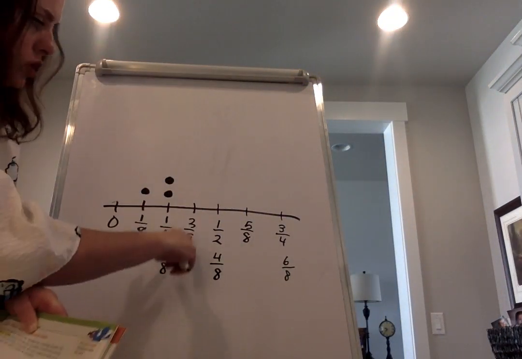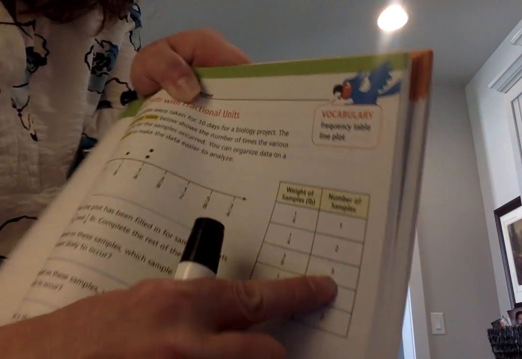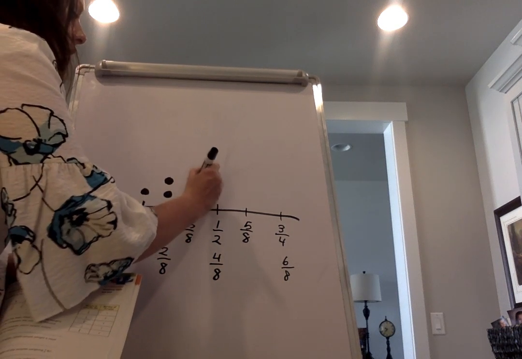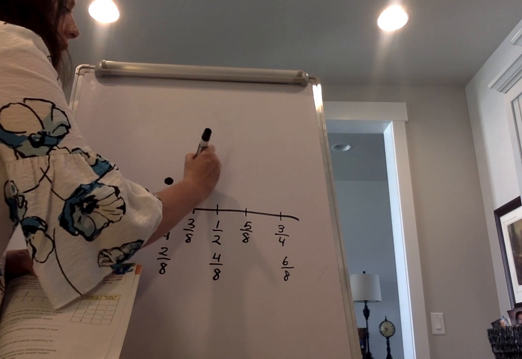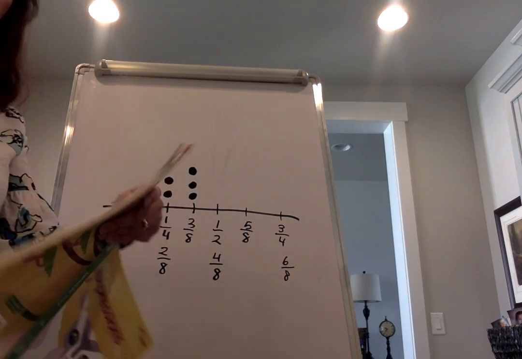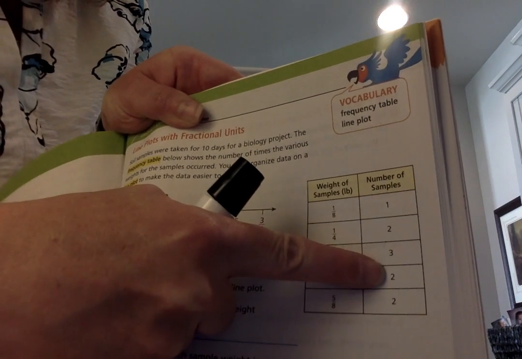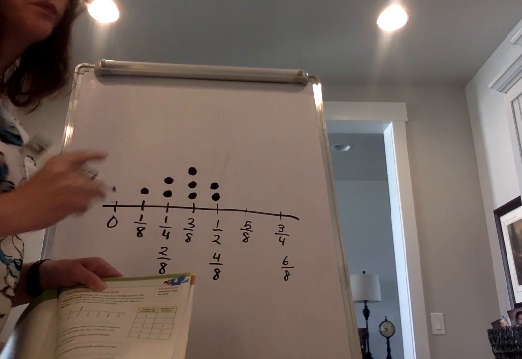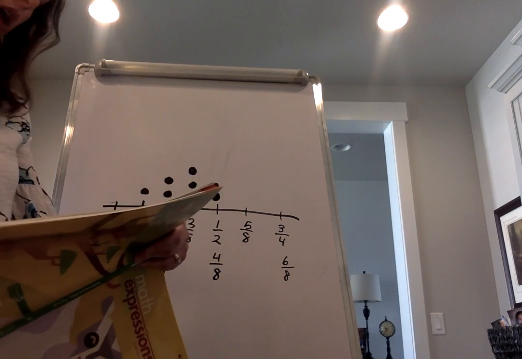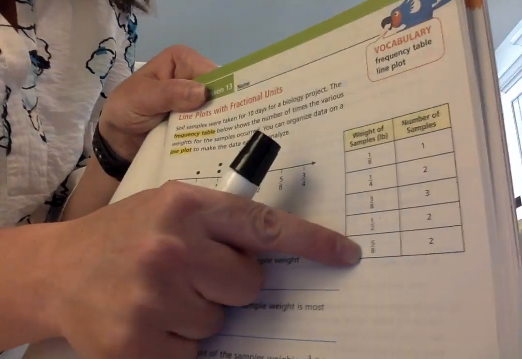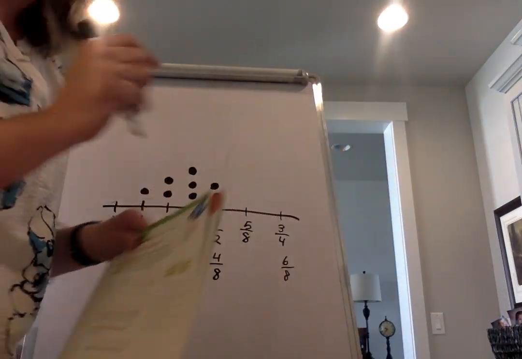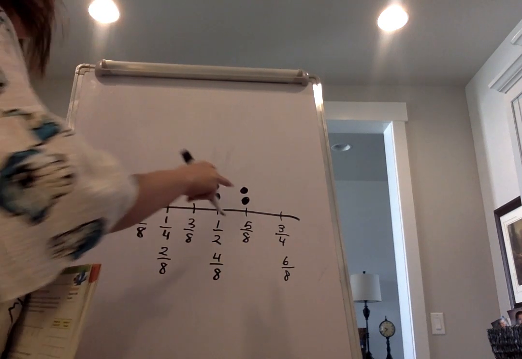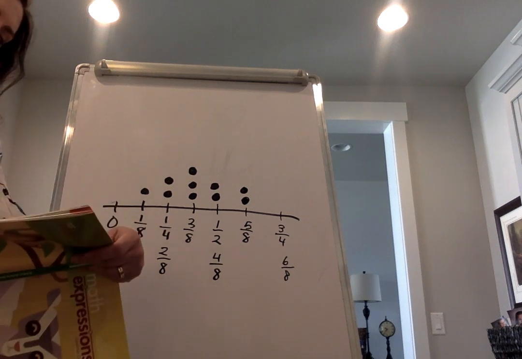So the next line on our table says 3/8, that's right here on our chart, right here, 3/8. And there were 3 samples that were weighing 3/8 of a pound. So I'm going to put 1, 2, 3 samples right there. Okay. The next line is 1/2 pound. There's only 2 samples that weigh 1/2 pound. So I'm going to go 1, 2. And then our last one is 5/8 of a pound. And there are 2 samples. So 5/8 is on our chart right here. 2 samples. I did my 2 dots. Okay.